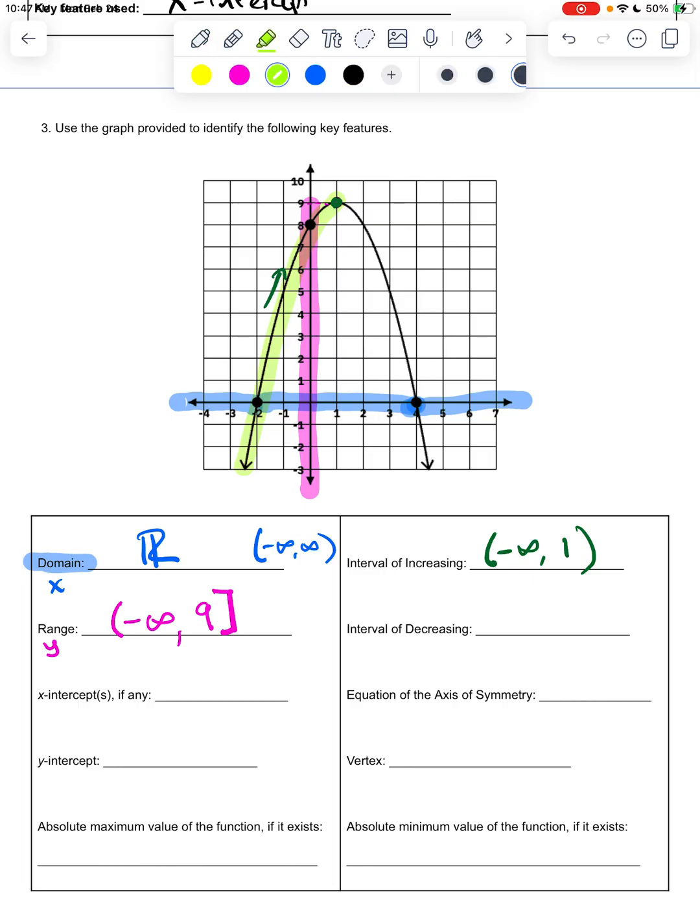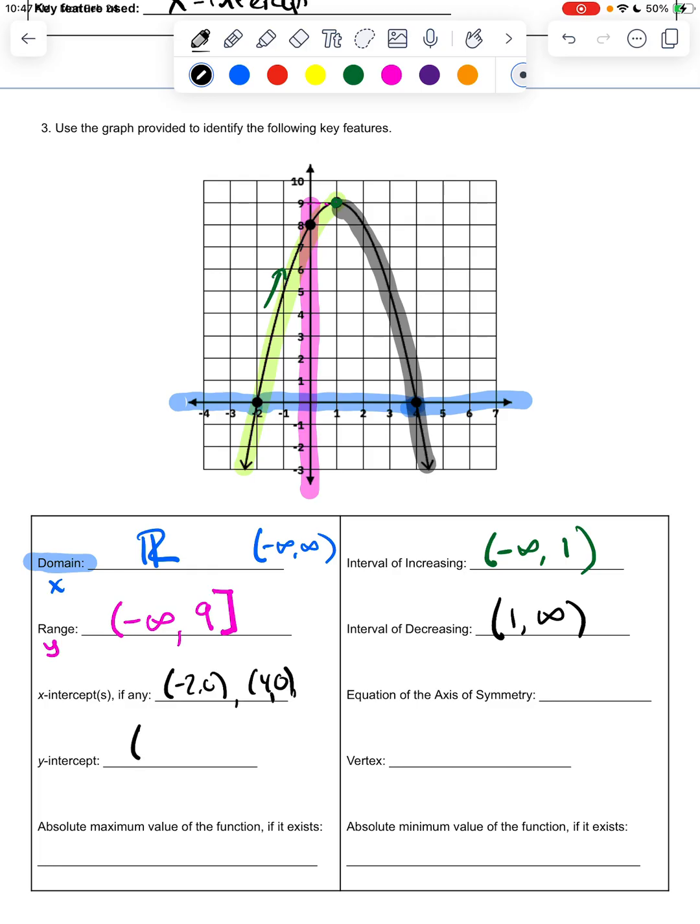Okay, and then we've got interval of decreasing, is this section. Where does that occur? That starts at an x value of 1 and goes to an x value of positive infinity. Cool. X-intercepts, where the graph touches the x-axis. There's 2 of them here, (-2, 0) and (4, 0). Notice we don't have to put a union in between them. We could just put a comma. They're not intervals. Y-intercept, it's the point (0, 8). And there's only 1.